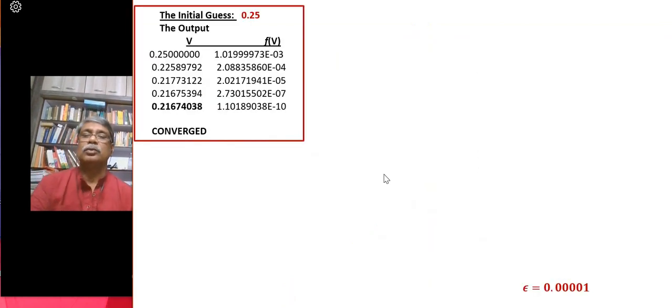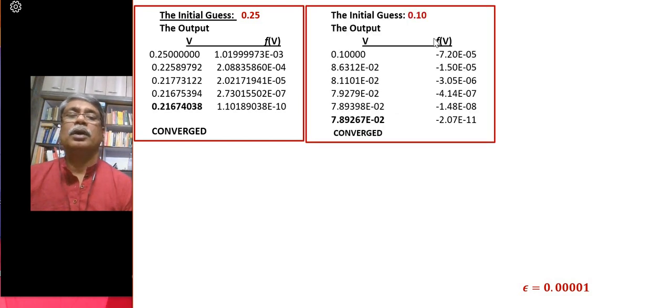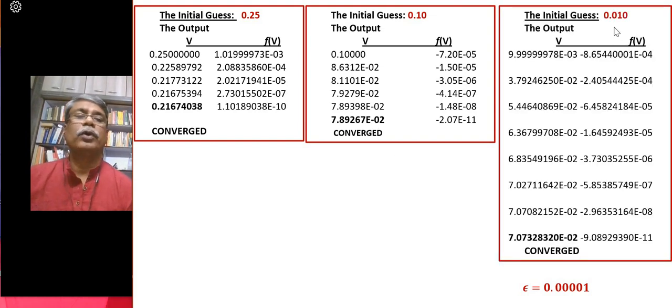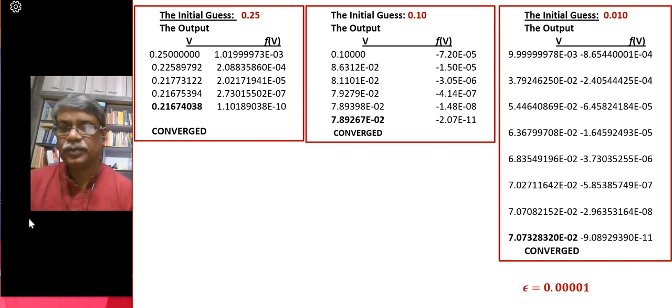So the initial guess is 0.25, and as you have noted, the answer was coming as 0.2167. For 0.1, we have got this value as the final V, that means the root. And from the 0.01 initial value, you have got this one. So these three are the roots, that means three volumes: one for liquid, one for gas, and of course the third one is the spurious one, which really doesn't mean anything physically.